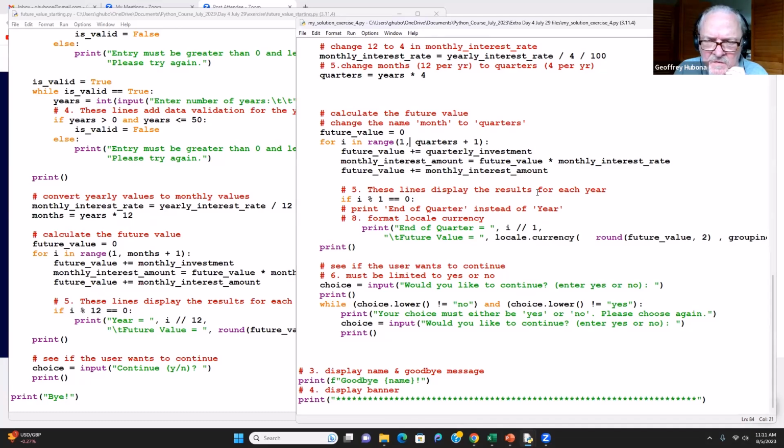These lines display the results for each year. Well, that's not correct. Actually, it should be these lines display the results for each quarter. And it makes a reasonable adjustment. And I format the output using this function that is in that locale module, and it works. So again, there's a number of ways you could do this, but this is one way that it works.